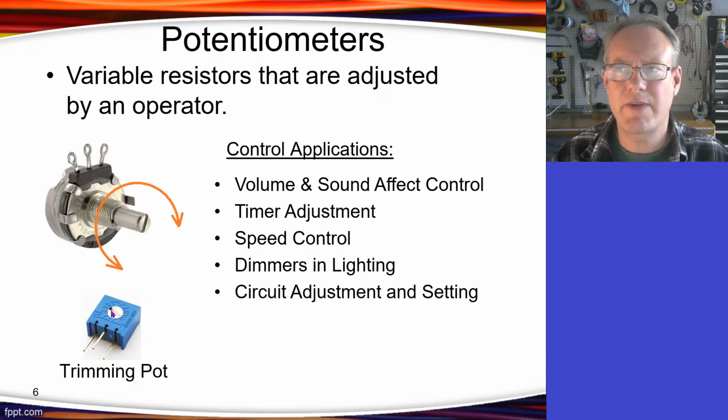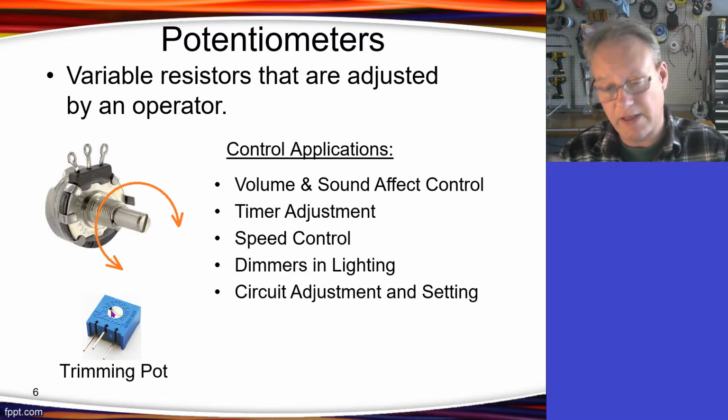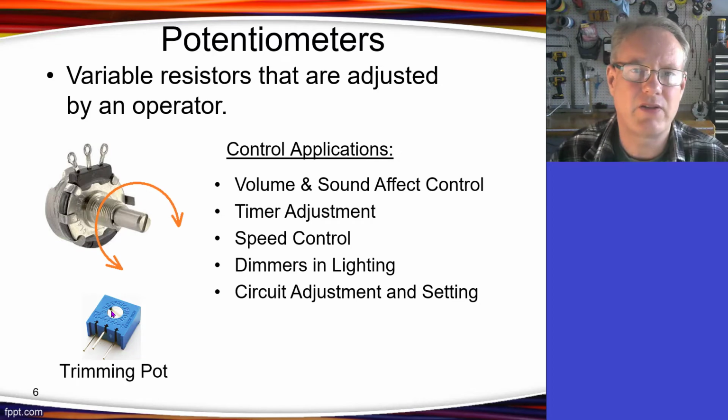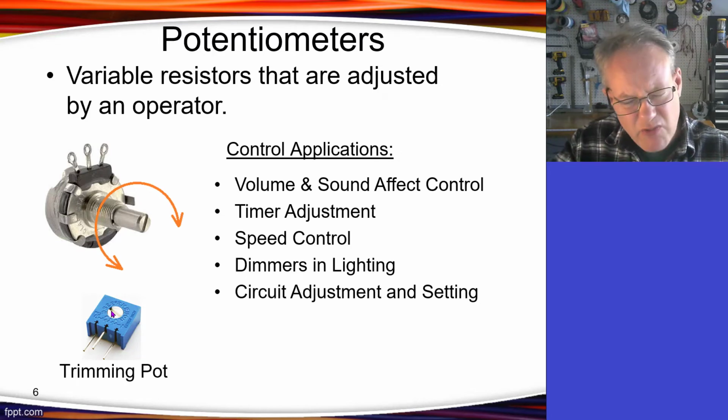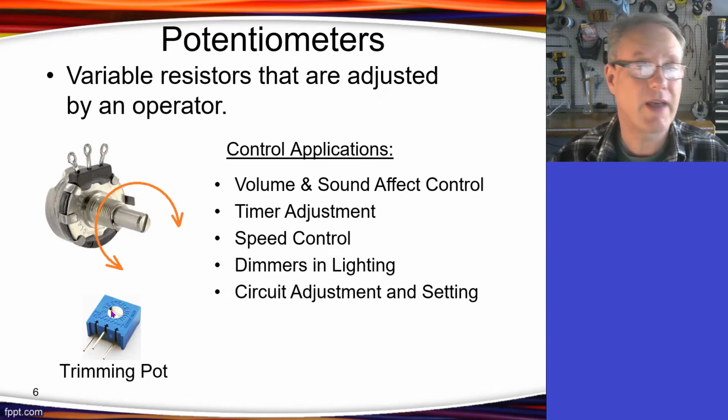And the reason they have trimming pots is because when you design and do the math for a circuit, you say, okay, I need a 740 ohm resistor here, or 720, and this and this. You put those in, and they're not exactly the right values. So to make the circuit run just right, you've got to go in there and change the resistance a little bit. And you do that with a trimming pot.